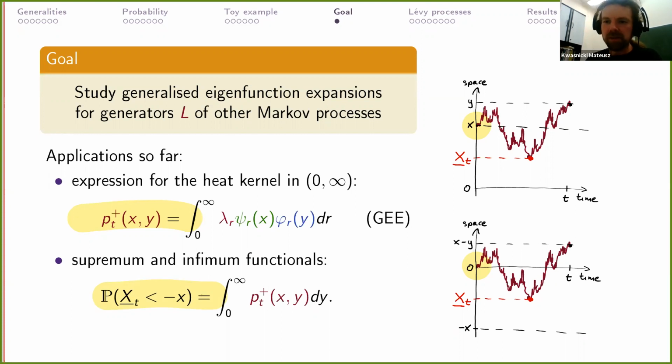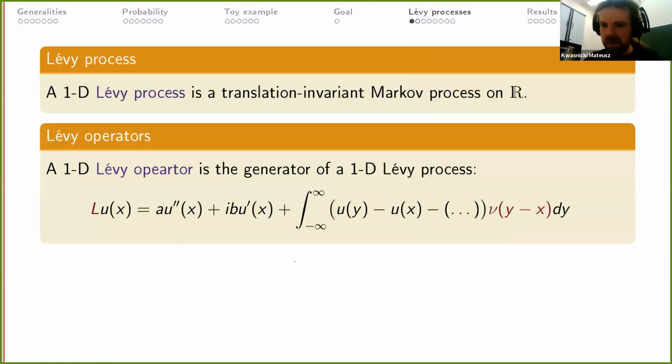I wanted to see whether we can find expressions for the supremum and infimum functionals for a certain class of processes. These processes are Lévy processes. You've heard about them in the previous talk if you followed it. We will only consider one-dimensional objects. A one-dimensional Lévy process is just a translation invariant Markov process in R. Its generator will be called the Lévy operator.